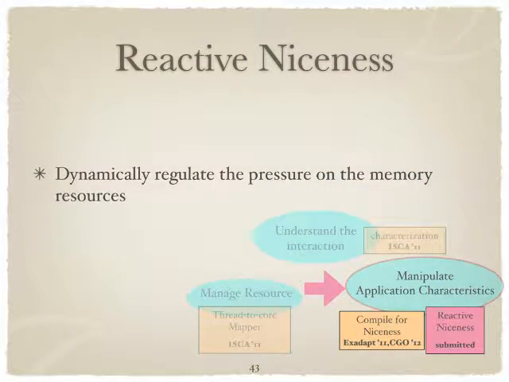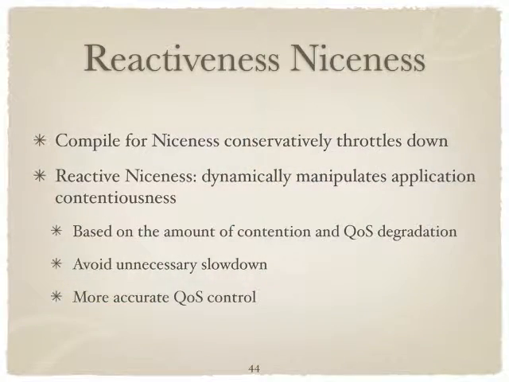So the last part of the work that I want to talk about is a fairly new work that would dynamically regulate the pressure that we have on the memory subsystem. The key idea is compiling for niceness is a static technique, right? So you basically have to be really conservative. You have to throttle down the application without knowing how much the high priority application may suffer from the performance degradation or contention. So why do we do this reactively online?